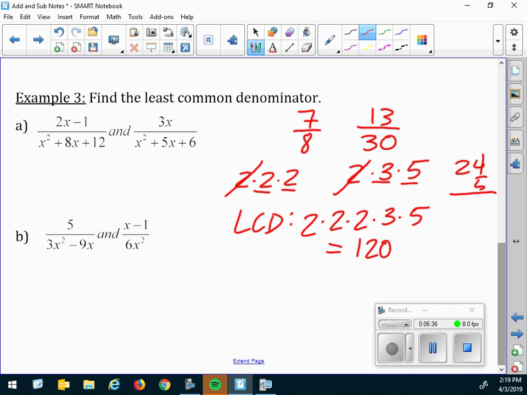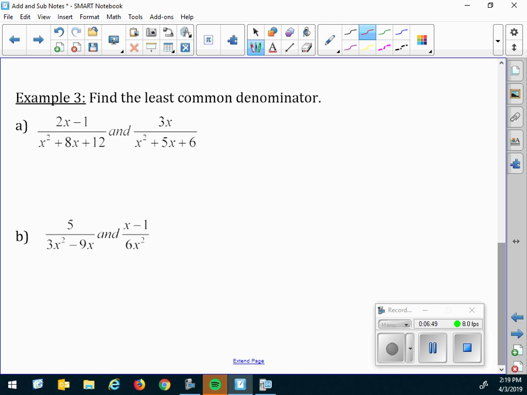I want you to see what we're learning today. This should be in your notebook. Is it in your notebook? We want to find the common denominator. Will this first denominator factor?